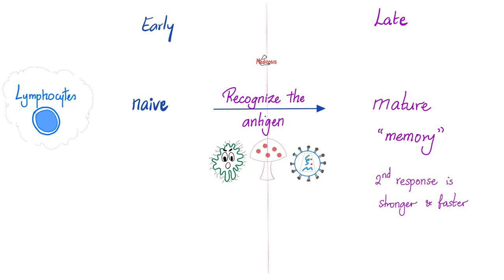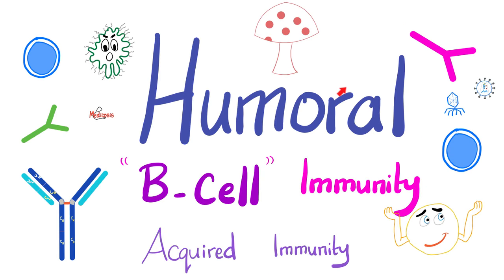As you know, the cells of the adaptive immunity are the lymphocytes. Early, those lymphocytes are naive. Late, they mature. How do they mature? They recognize the antigen and they grow up, making the second response faster and stronger. The adaptive immunity has B lymphocytes and T lymphocytes.